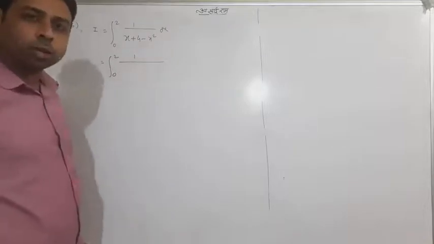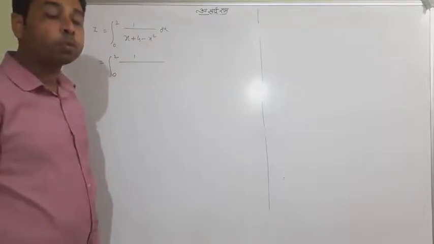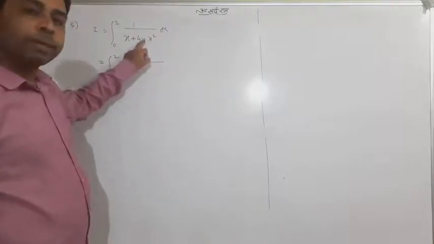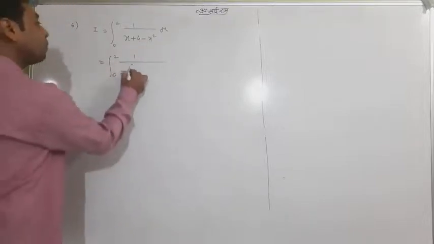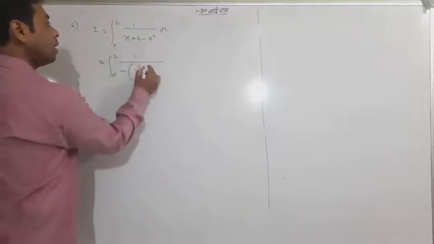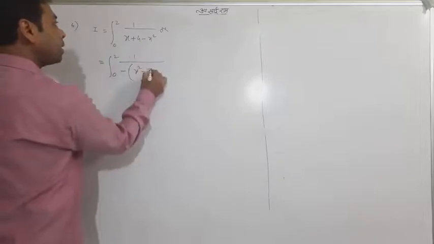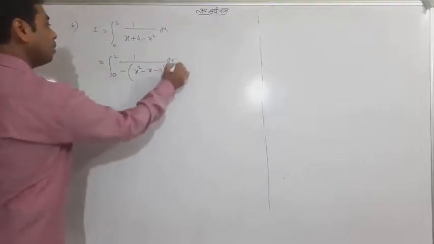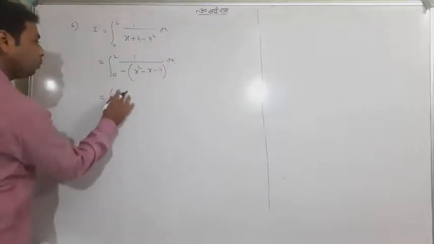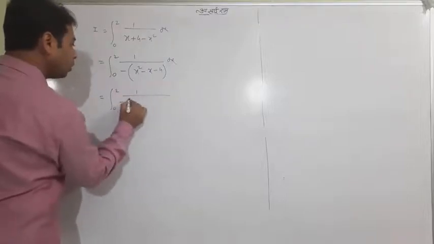How can we deal with the quadratic concept? We will make a complete square. So we make a square with a minus sign. I'll take out common minus first, and x square, this is minus x and this is minus 4. What to do next? 0 to 2, this is 1 upon.